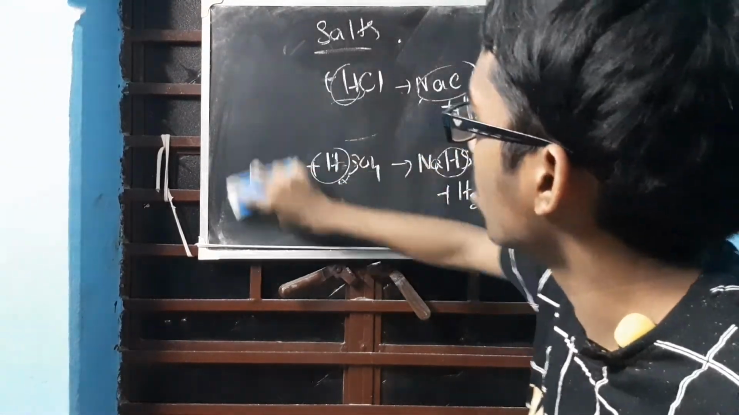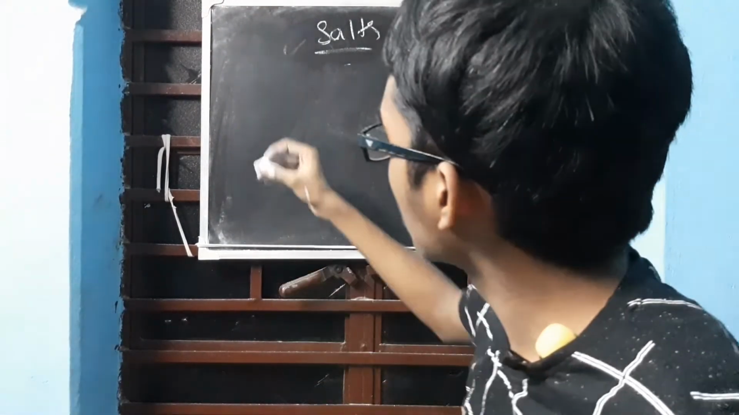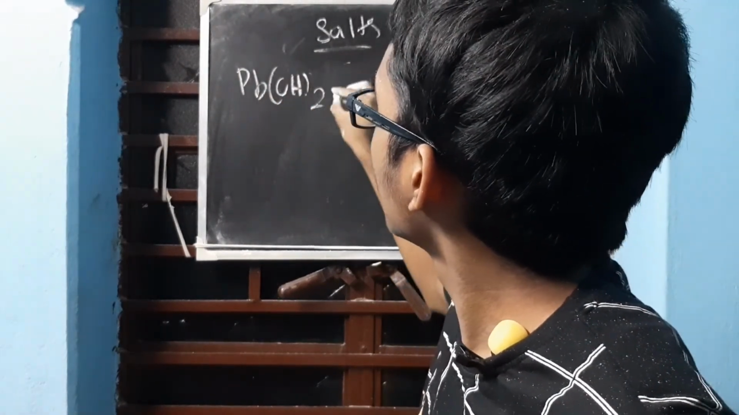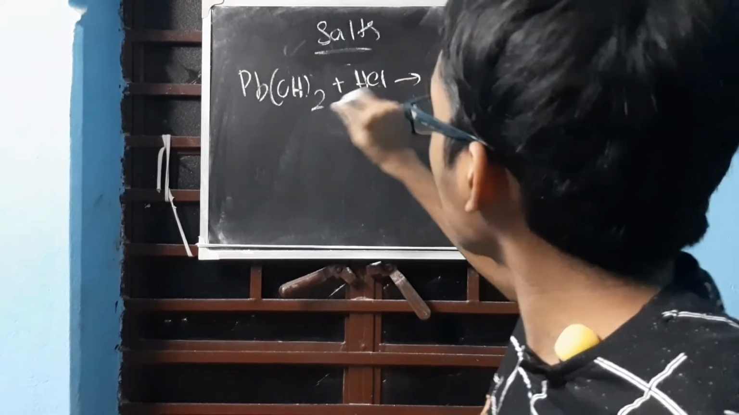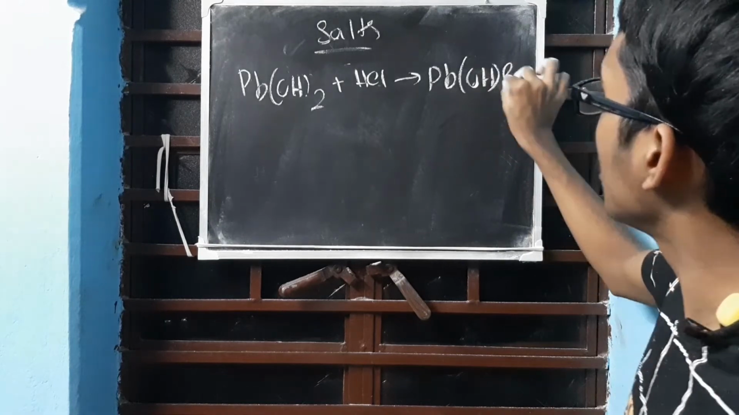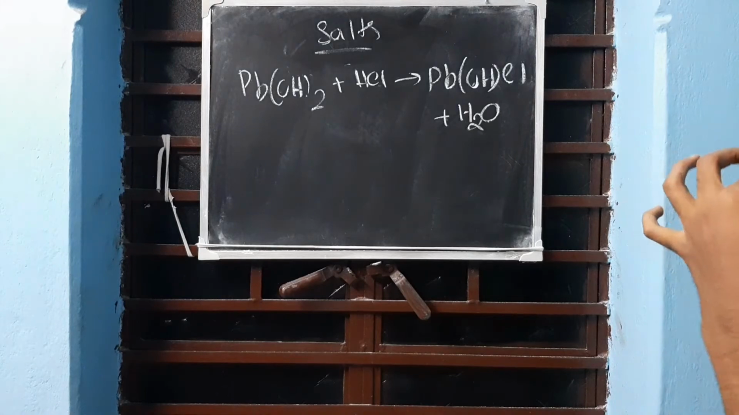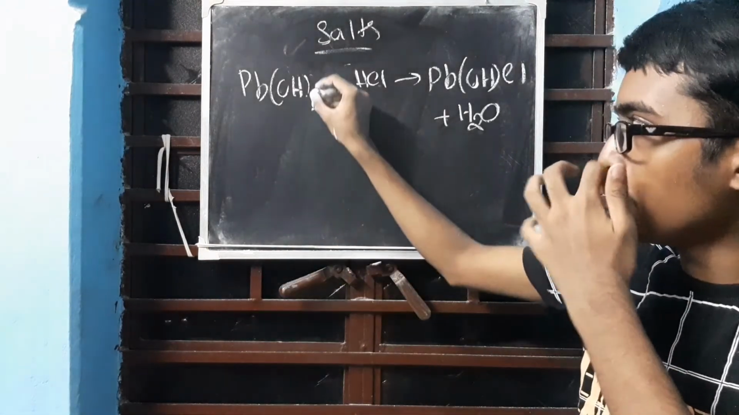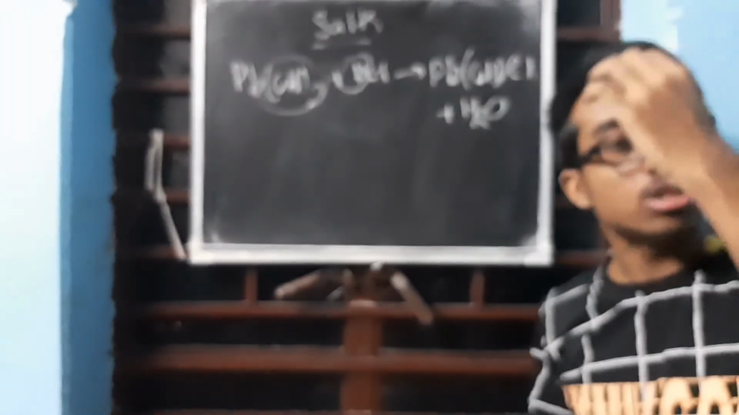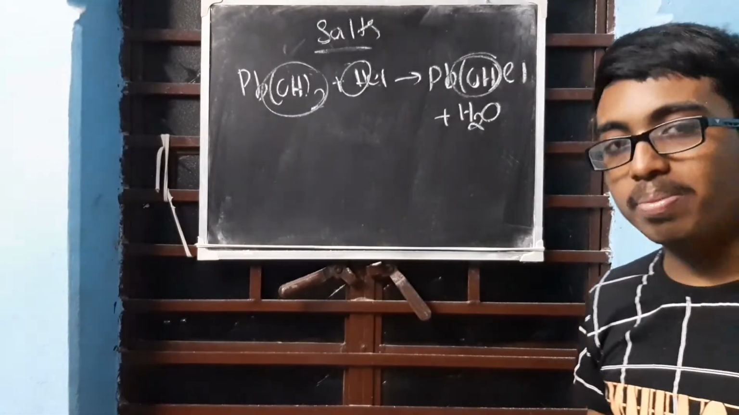Basic salt. Now if I write lead hydroxide and add HCl to it, what will be the product? PbOHCl plus H2O. Why is it so? Check. How many OH are there? 2. How many H are there? 1. Can the H completely replace 2 OH? No. Then what will happen? 1 OH will remain. So 1 OH radical is here. This is the basic salt.